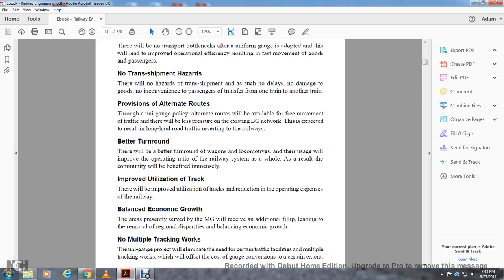Improved utilization of track. There will be an improved utilization of track, reduction of the operating expense for the roadway, balanced economy, and growth of the railway. The areas presently reserved to the meter gauge will receive additional fill-up, leading to removal of the regional disparity and a balance of economic growth.